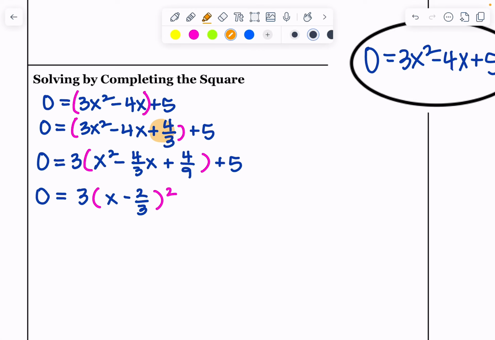You can't just randomly add something to an equation. So since we added 4/3, we also need to subtract 4/3. And since I already wrote 5 on the next line, I'm going to write minus 4/3 on this line as well. But then at the bottom here, I'm going to use my calculator to actually do 5 minus 4/3. And when I do that, I get positive 11/3.